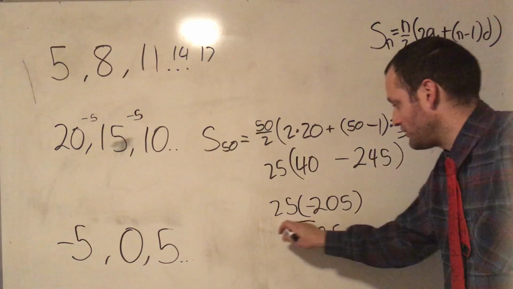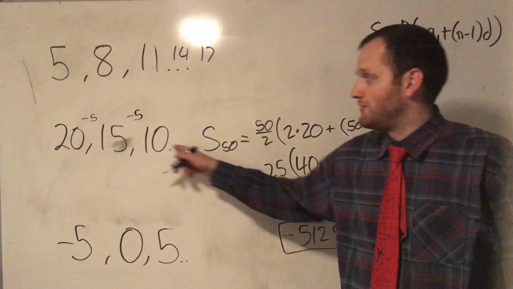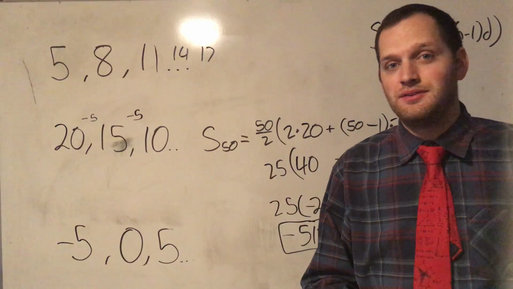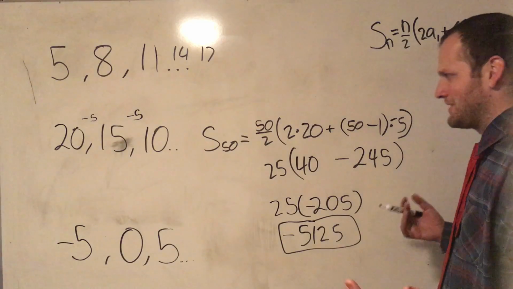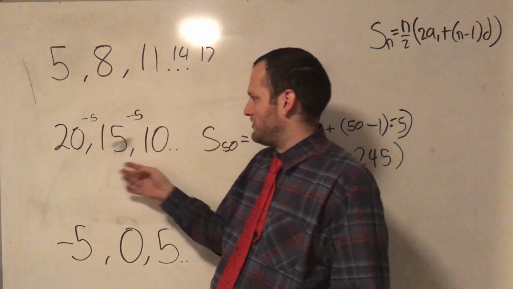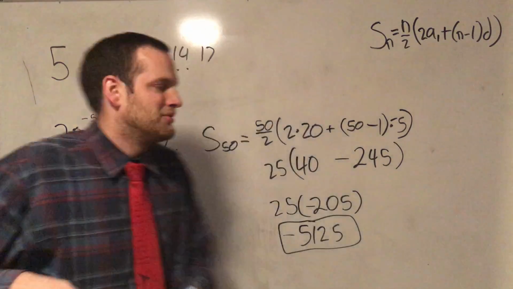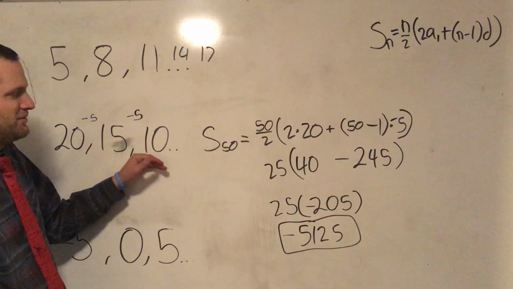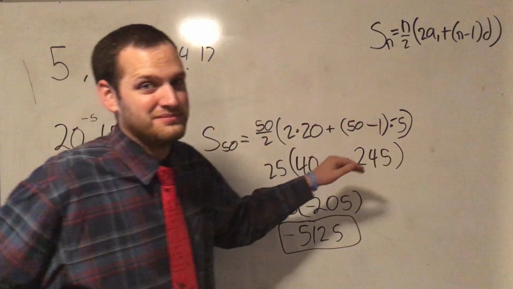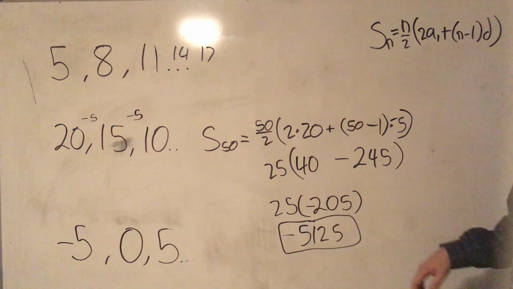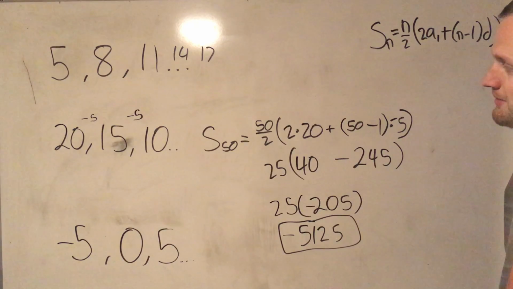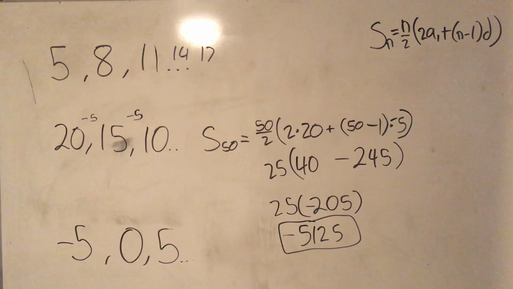All right. So, if we added up the first 50 terms of that sequence, they would add up to be -5,125. And you might think, well, hey, you've got positive numbers here. Why is it negative? Well, remember, it's going down each time. Pretty soon, we're going to get into the negatives. How far into the negatives? Good question. But when we add them all up, we do get a negative number. In this case, -5,125.